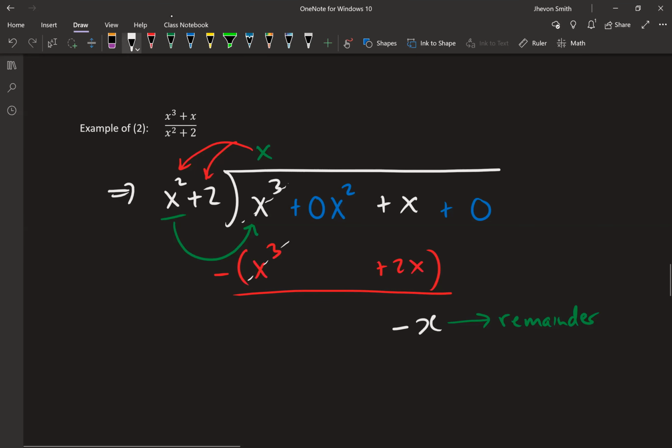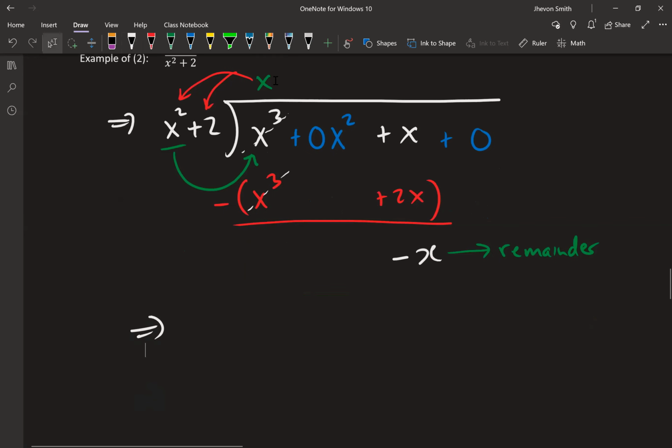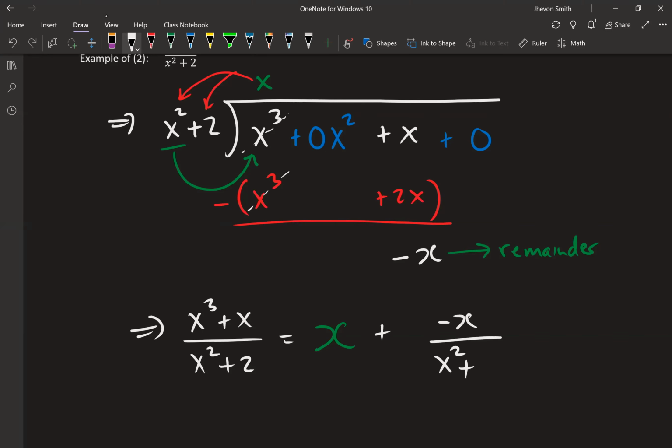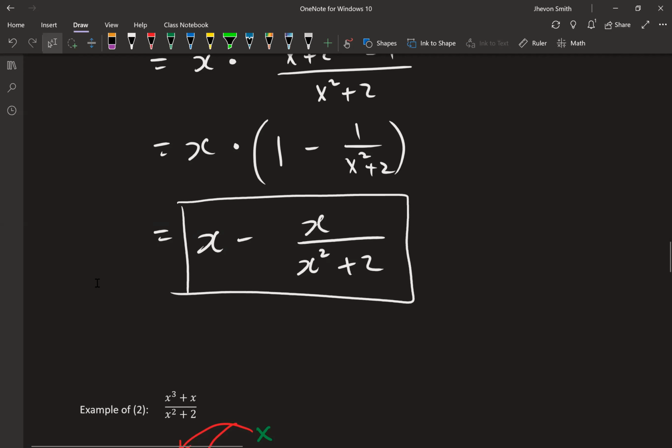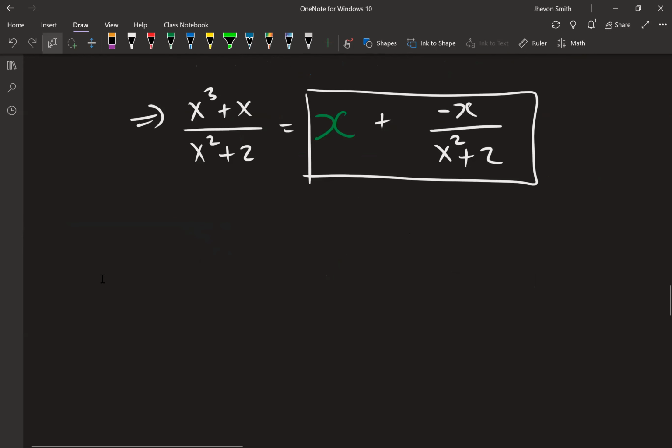And so now this just becomes the quotient, which is x, plus the remainder over the divisor, because we're essentially doing long division. So this implies that x cubed plus x over x squared plus 2 is going to be the quotient, which is the x on top, plus the remainder over the divisor. And that, you'll notice, is the same as the answer that we got earlier. So a couple ways to get that. Okay, so that's polynomial long division.